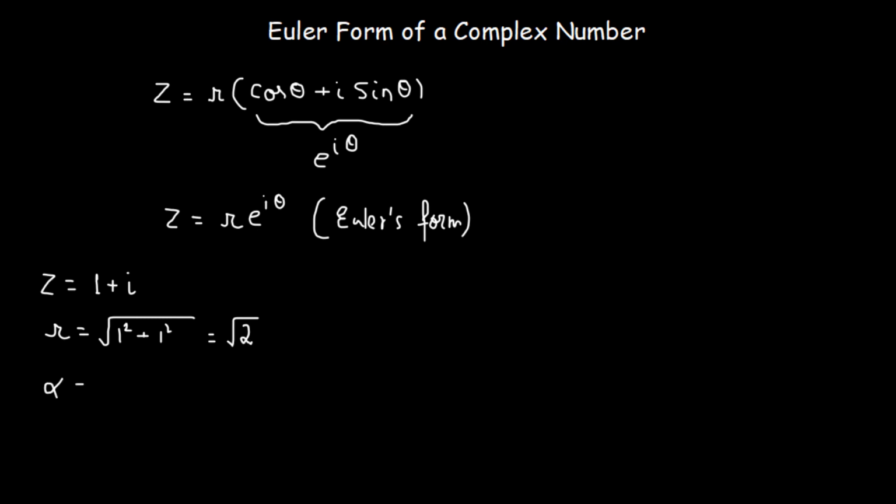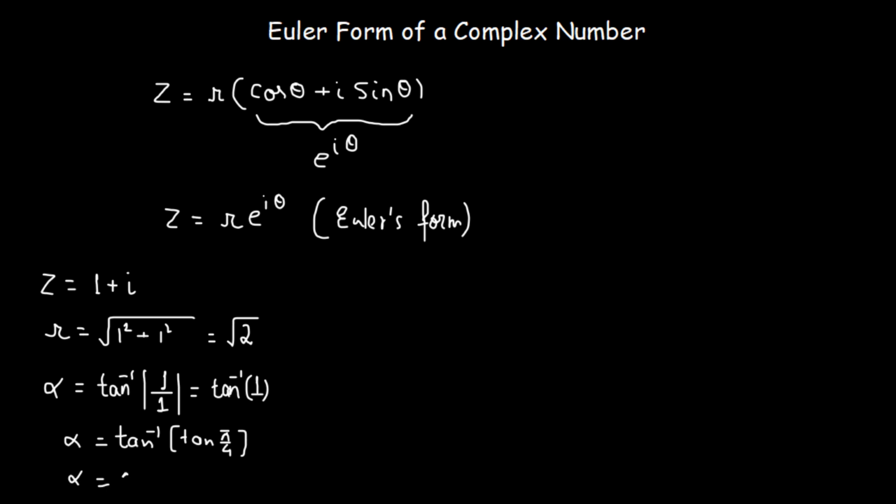Then to find theta, first we find the angle alpha, which is tangent inverse of the absolute value of the imaginary part divided by the real part. So this is equal to tangent inverse of 1. So alpha is equal to tangent inverse of 1, and we know that tangent of pi over 4 gives us 1. So we have alpha equals pi over 4. Since the real and the imaginary parts are both positive, our z lies in the first quadrant.